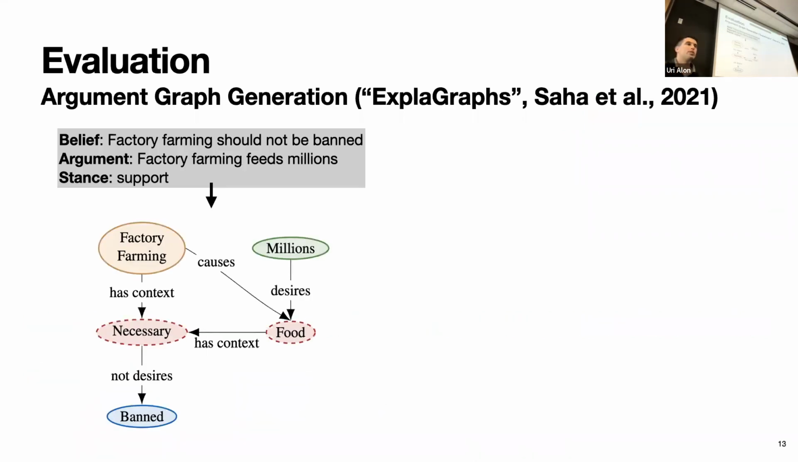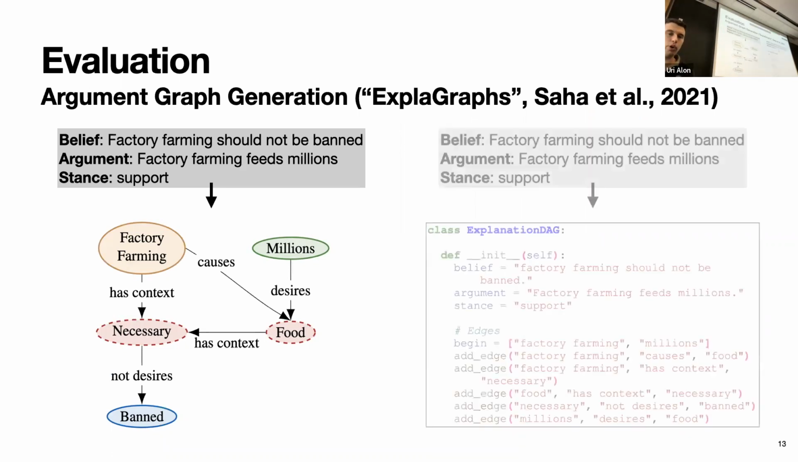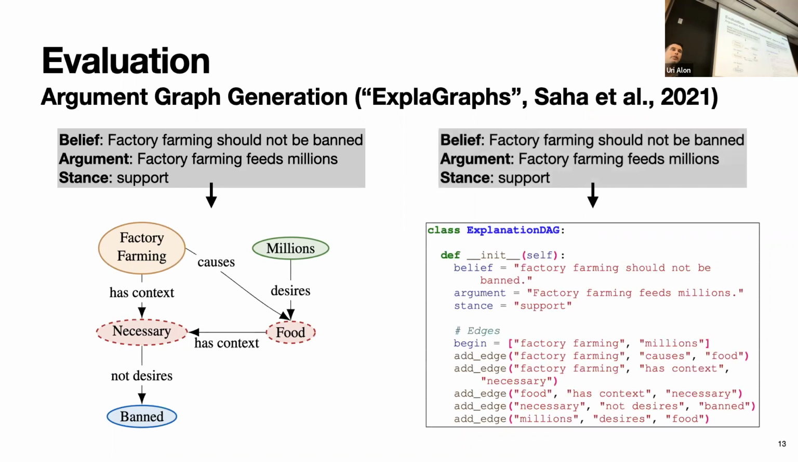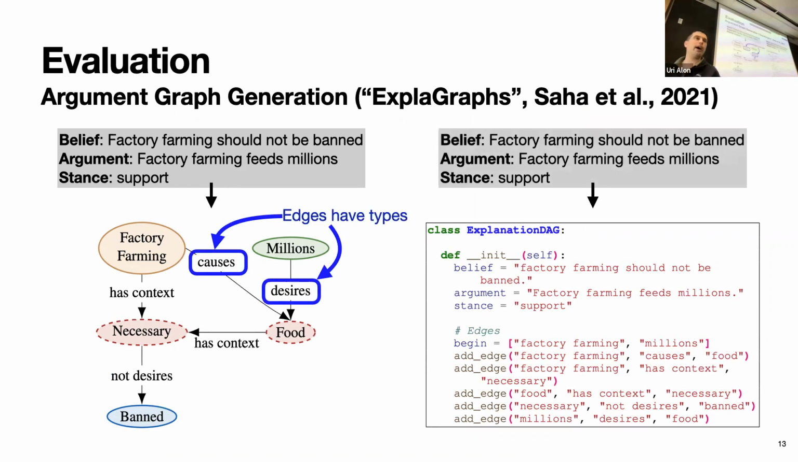And we evaluated this on several data sets. One of them is the ExplaGraphs data set that I showed before, where the Python format in this case is very similar to the previous format that I showed you, except that we have the inputs of belief, argument, and stance as separate strings here. And also the edges have types in this data set. So the edges that we define in the pseudo Python graph, every edge is a three-tuple basically, which has the source, the target, and the type of the edge.